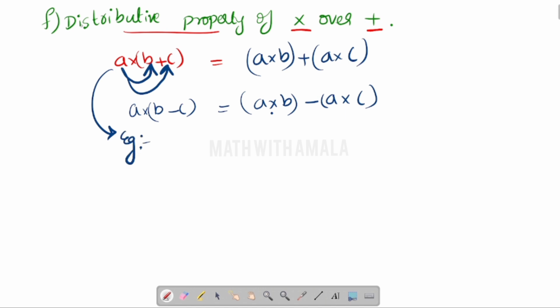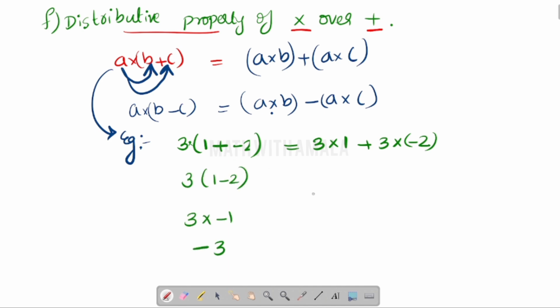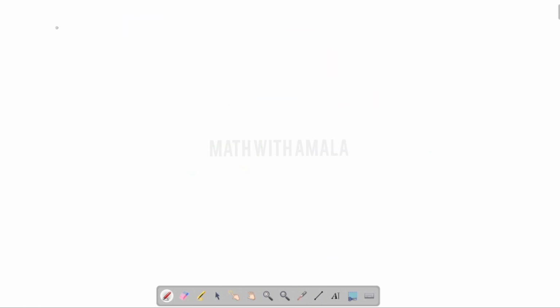So let's take an example for the first, multiplication over addition. The second is multiplication over subtraction. The first one example, 3 into 1 plus minus 2. 3, 1, minus 2 are integers. So let's do the LHS and RHS separately. In both cases, we are getting minus 3. So LHS equal to RHS, that means the distributive property of multiplication over addition is holding for integers.